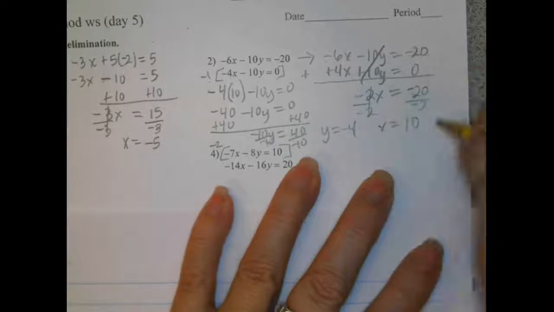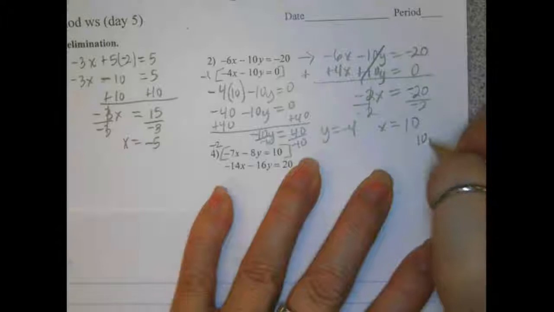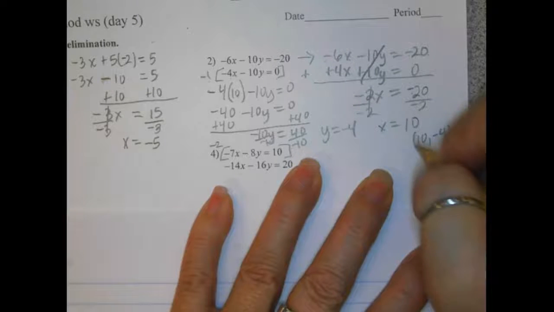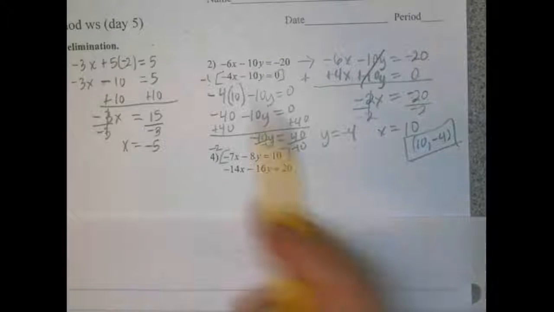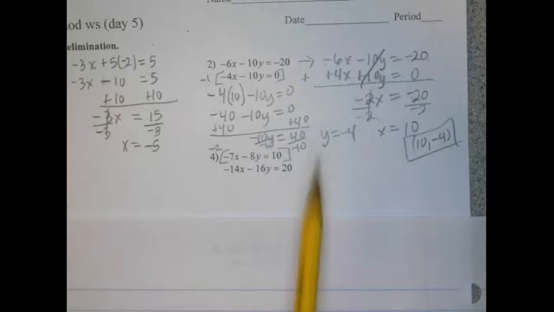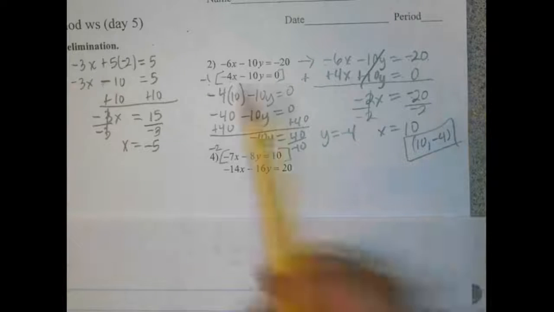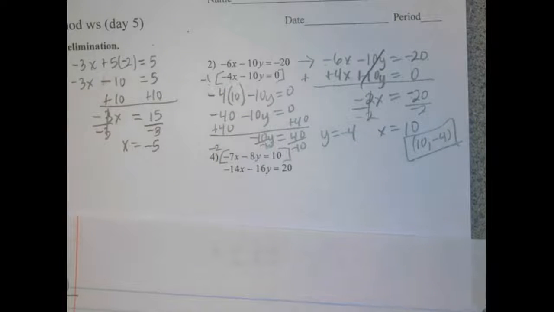So my answer would be 10, -4 in parentheses. Right? So that one was easy. Still a lot of work, right? But simple because you only had to multiply one row by -1.